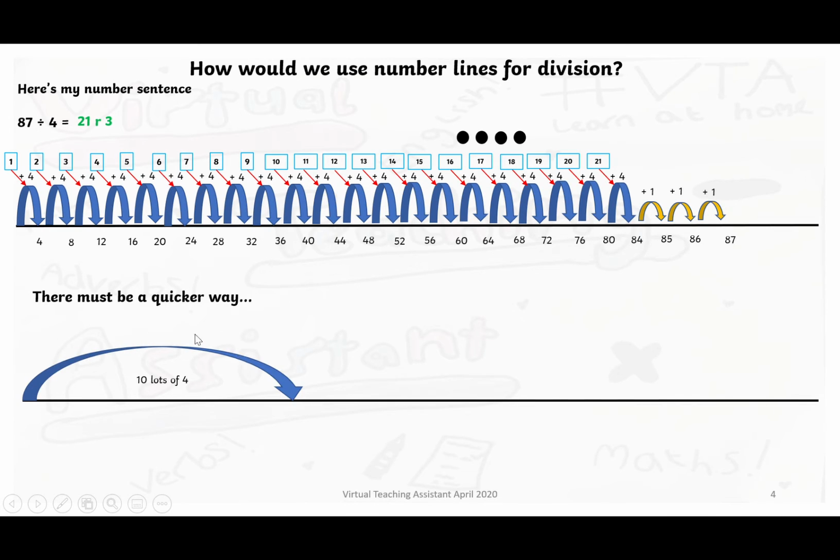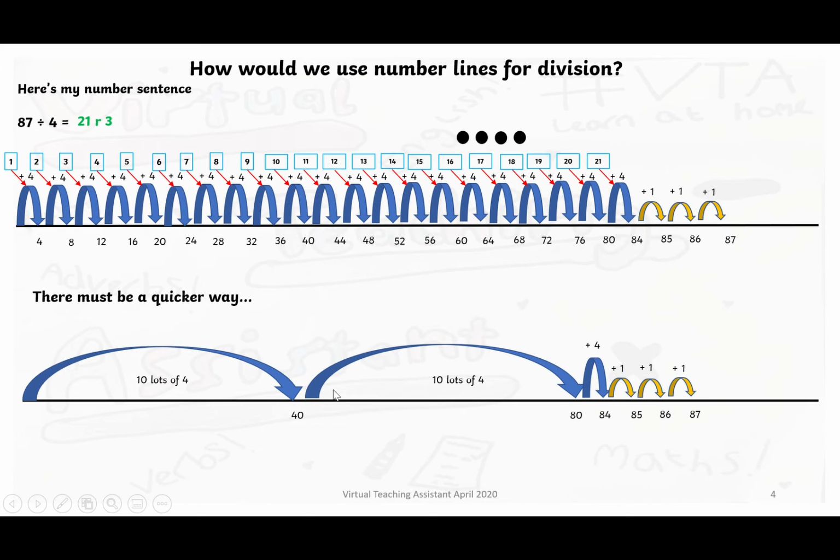I can count in my 10s quite easily. 10 lots of 4, I know, is going to take me to 40. So let's add another 10 lots of 4. That's another 40, takes me to 80. Add a 4, I'm at 84, 85, 86, 87.